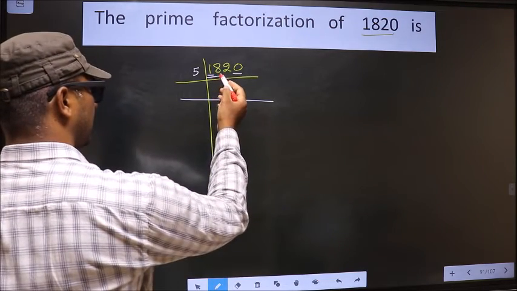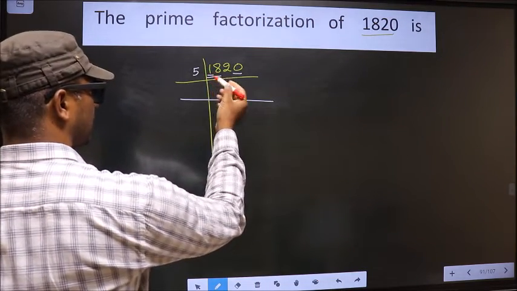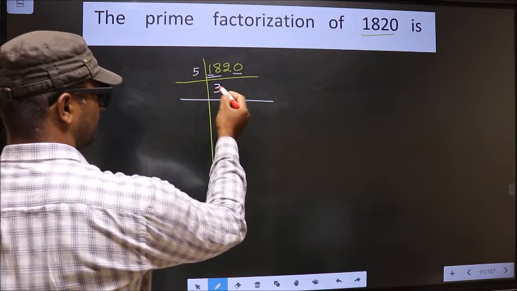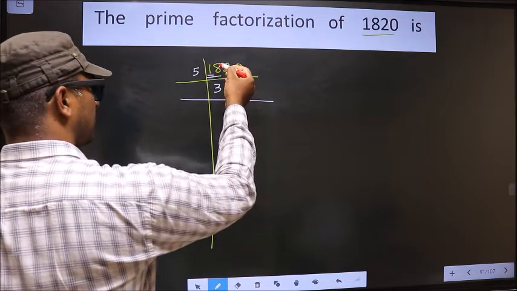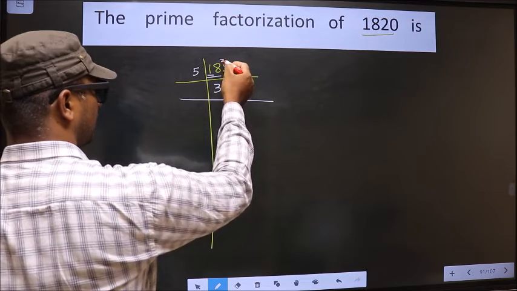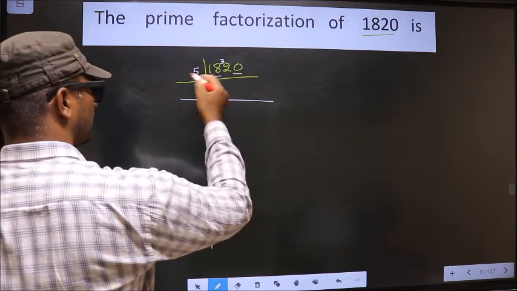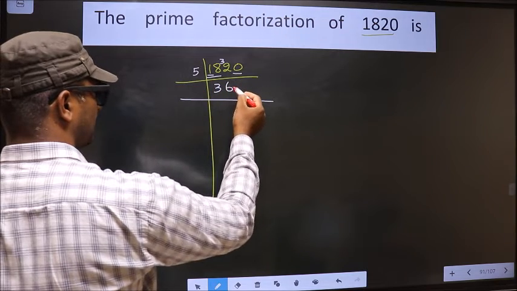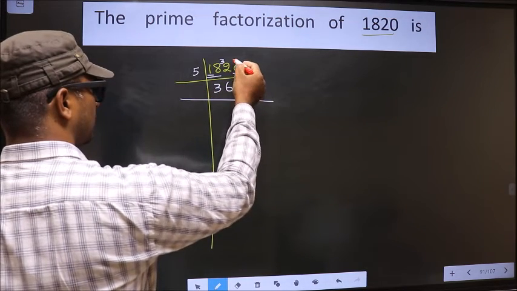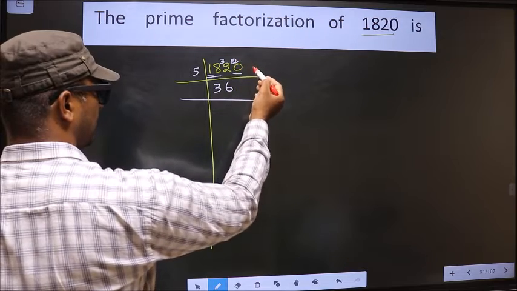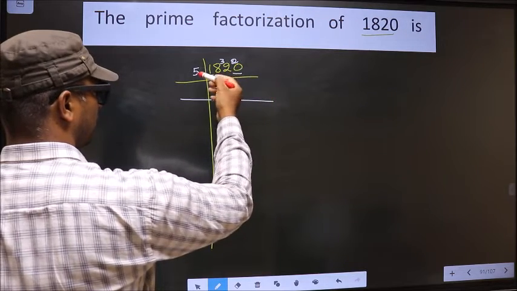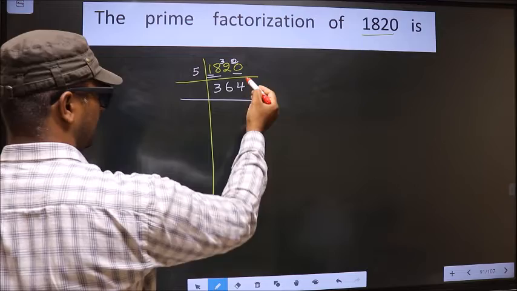So here we have 18, a number close to 18 in 5 table is 5 3s 15. 18 minus 15, 3. 3 carried forward making it 32. A number close to 32 in 5 table is 5 6 30. 32 minus 30, 2 carried forward making it 20. When do we get 20 in 5 table? 5 4s 20.